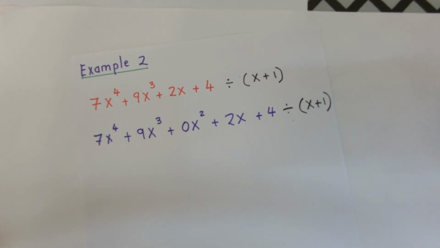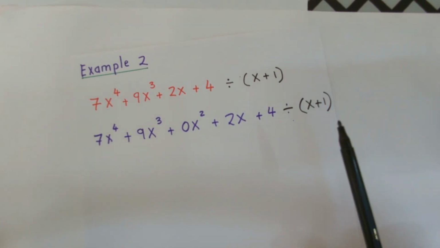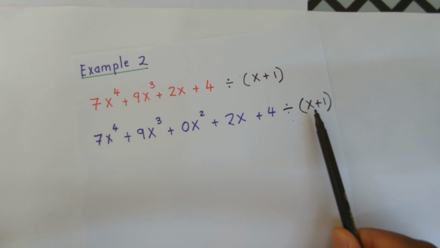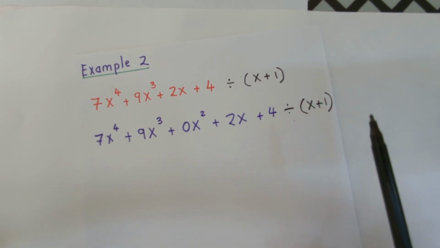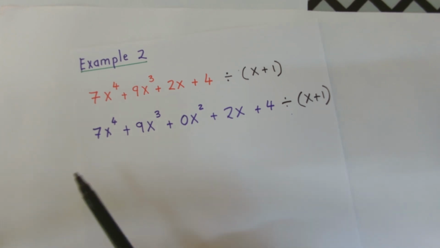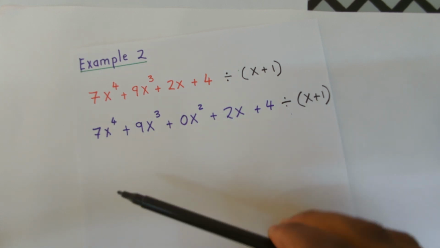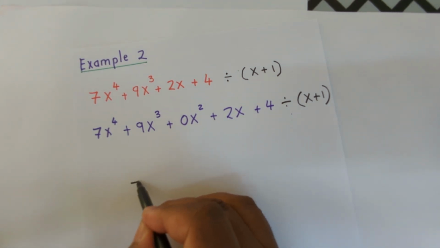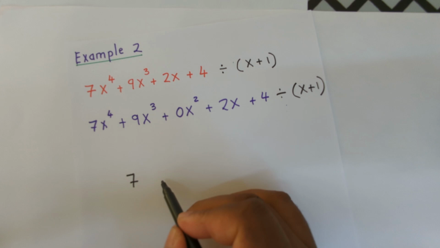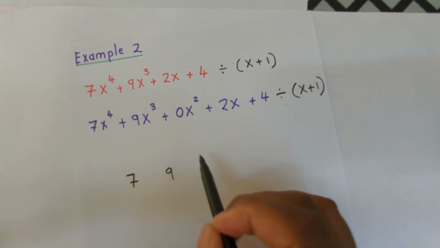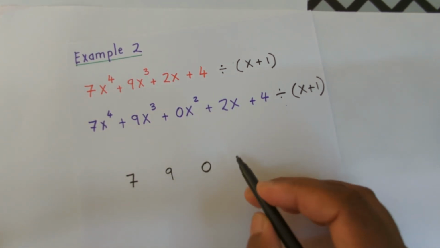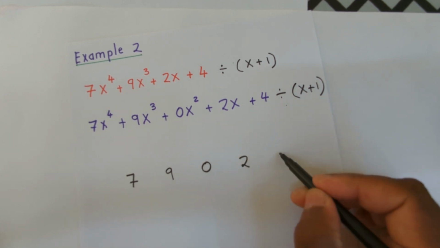All right. Now, the second step would be to check if the coefficient of x in our divisor is 1. In this case, yes, the coefficient of x is 1 because it's x plus 1. So we can go ahead and write our coefficients of x, including our constant. So it's going to be 7, followed by 9, followed by 0, followed by 2, and lastly by 4.